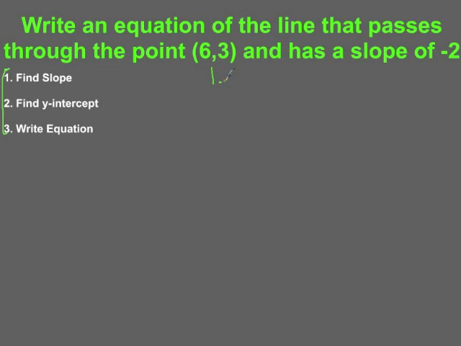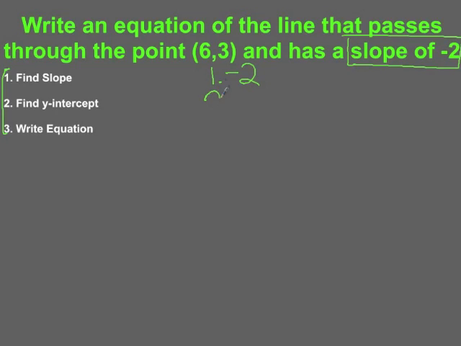And lucky for us, this equation tells us that we have a slope of -2. So that first step is pretty easy. Find the slope. It tells us right here, slope of -2. So my slope is -2. My first step, find the slope.